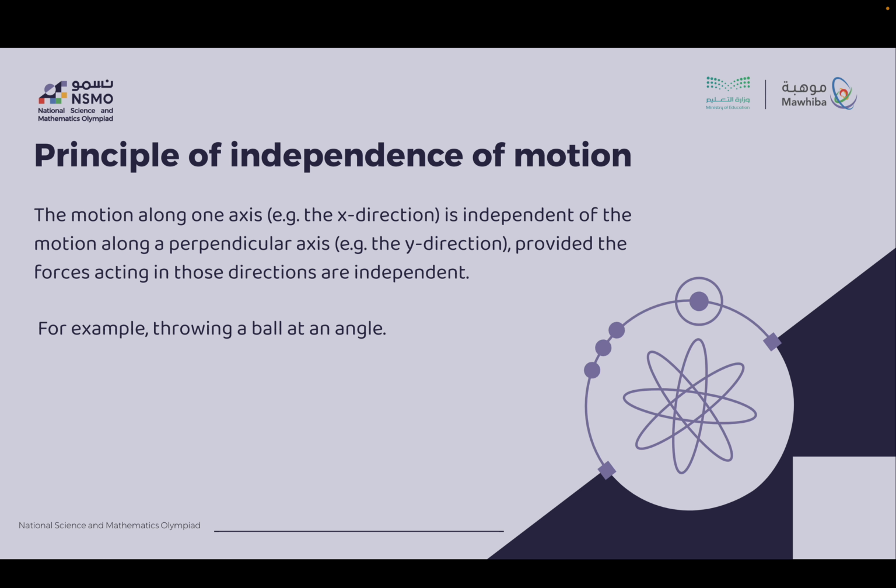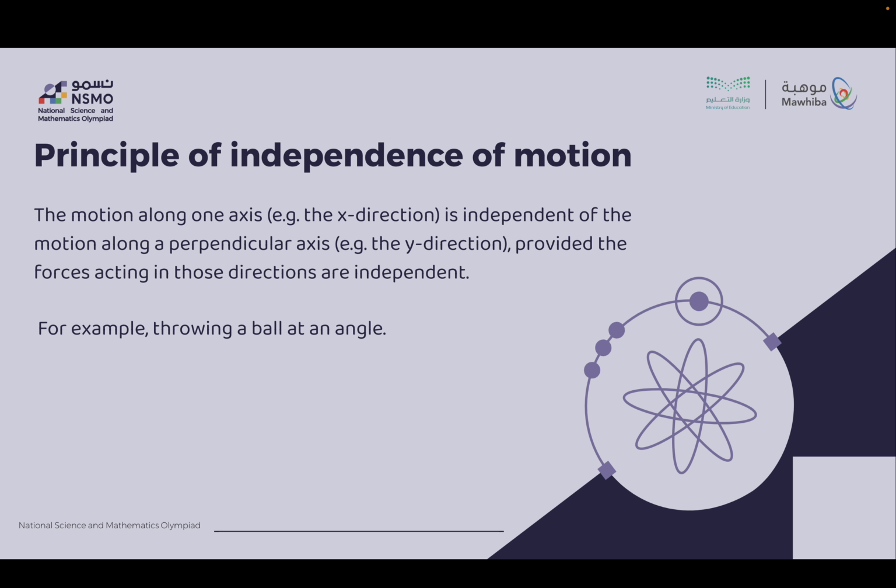The key to understanding two-dimensional motion is the principle of independence of motion. It states that the motion along one axis, for example the x direction, is independent of the motion along a perpendicular axis, so the y or the z direction, provided the forces acting in these directions are independent. In other words, if the forces acting in the various directions are independent, we can treat the movement in the x and y directions separately. Of course, this could be extended to three dimensions as well, where you would have three independent movements.